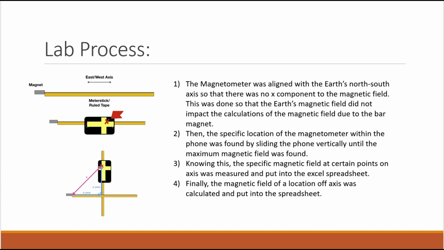Basically, we aligned our phones so that they were in the same direction as Earth's north-south axis, meaning that there was no x component to the magnetic field. This would allow us to independently calculate the magnetic field due to the bar magnet. And basically, that's what we did. At different distances, we measured the electric field due to the bar magnet. We did this on axis for a few different versions, and then we also did it, as you can see in that bottom left picture, at a 45-degree angle to the axis.